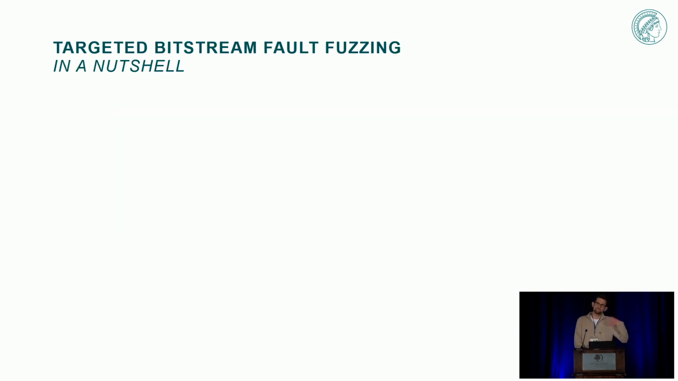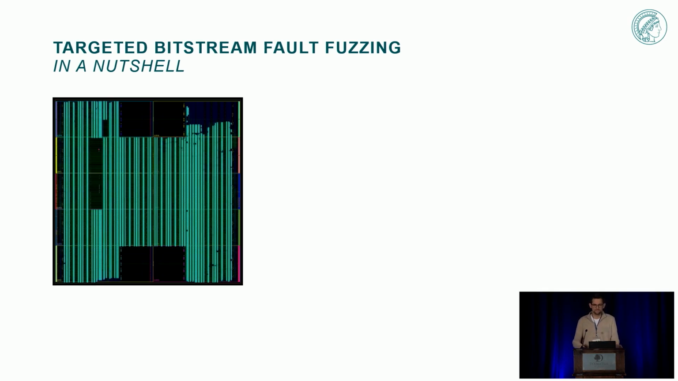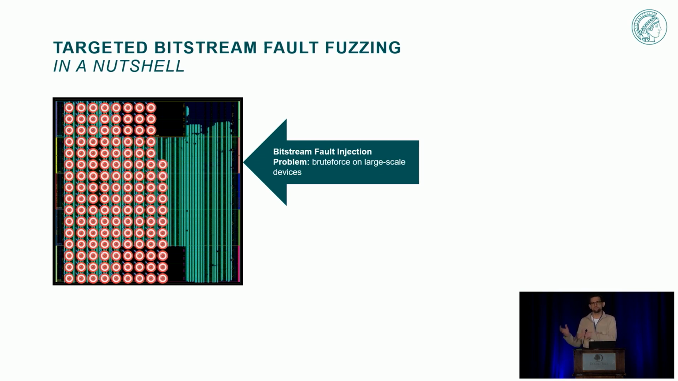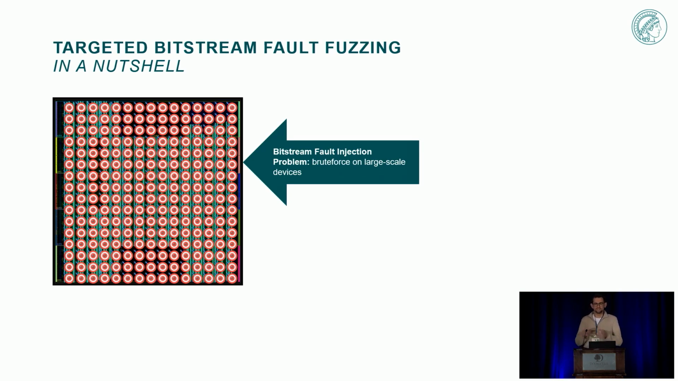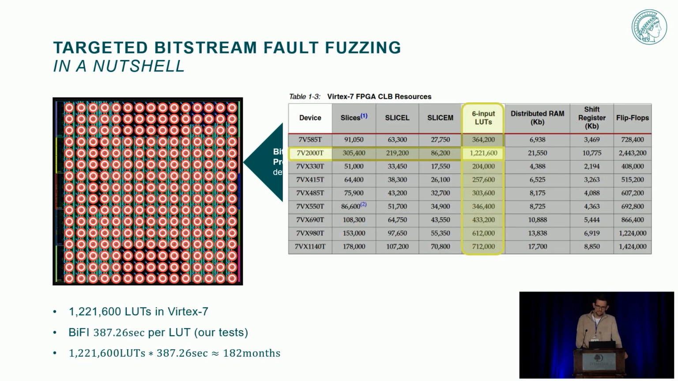But what is the problem with these kinds of attacks? Nowadays, we have FPGAs which are fairly large, and we don't know which of these gates, which of these lookup tables, we have to attack. So we have to test every lookup table within the design in a brute force manner. And nowadays, FPGAs become bigger and bigger. Here in these Xilinx 7 series devices, we already have 1.2 million lookup tables per design.